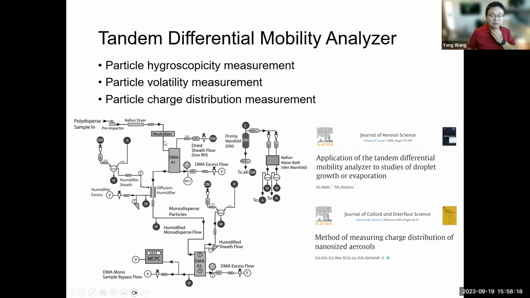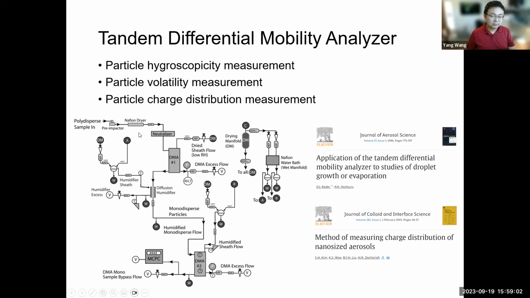So what we can do is use one DMA to classify aerosols of a specific size, for example, 100 nanometers, and then send these aerosols through a humidifier to let them interact with water vapor. Then we can measure their size distribution with a second DMA. If the aerosols absorb water vapor, they're going to grow to larger sizes, and you can see that from the size distribution measurement in the second DMA. It sounds quite straightforward, but there are a lot of factors you need to consider.